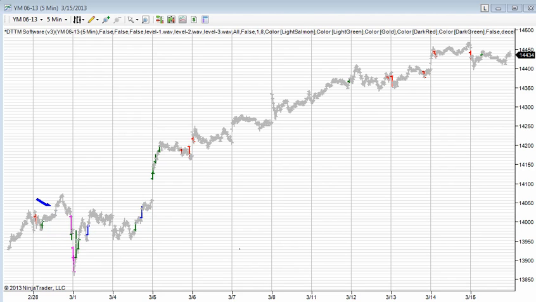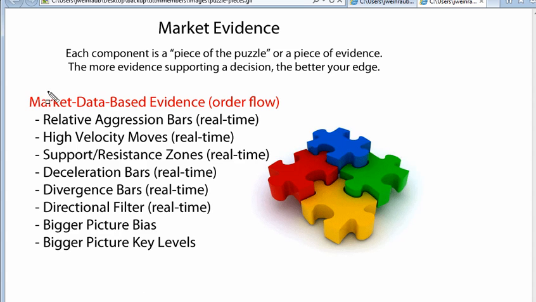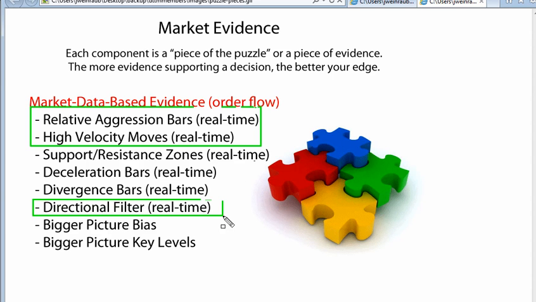Okay, so let's bring back our chart. So again, we've gone over the relative aggression bars. There weren't any high velocity moves on this particular chart. I'll show you some other ones. Next, let's look at the filter, just because it kind of plays into these bars as well. So I'll throw the filter on there.